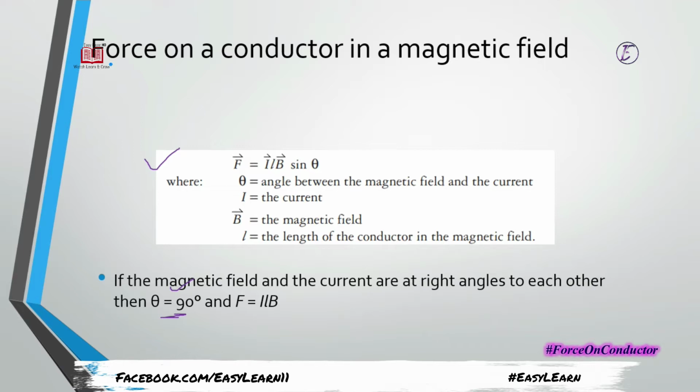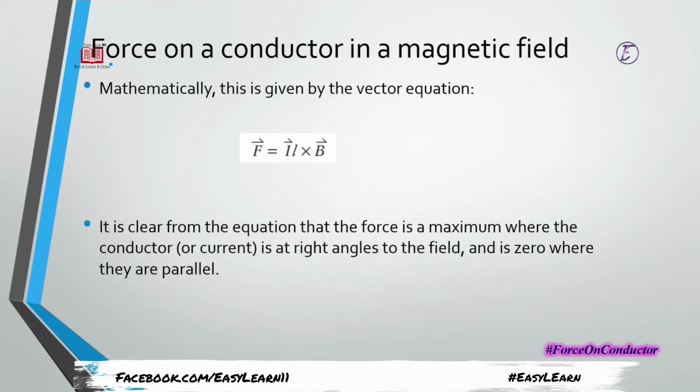Then we can replace our formula with this, because sine 90 is equal to 1, and I L B multiplied by 1 means I L B, so we don't need to write sine theta. In other words, I can also write I cross B. It is clear from the equation that the force is maximum when the conductor or the current is at right angle to the field, which is very important, and is 0 when they are parallel.